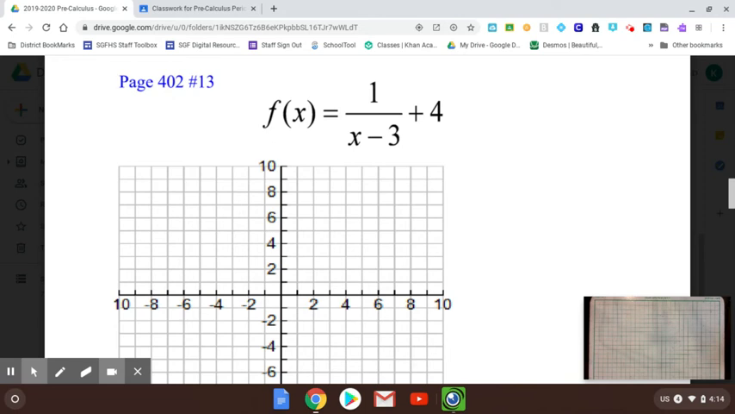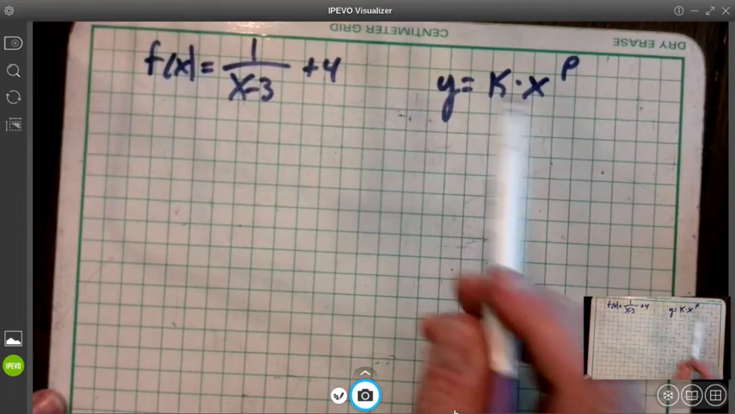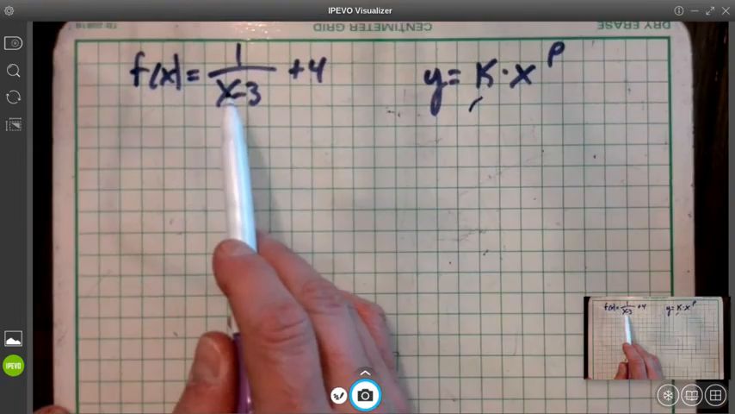All right, so here we go. Page 402, number 13. We're going to try to graph this bad boy, but first we have to come to grips with the fact that this is a power function. All right, so I just got done telling you a power function looks like kx to the p. And that right there does not look like this. So what do we do?